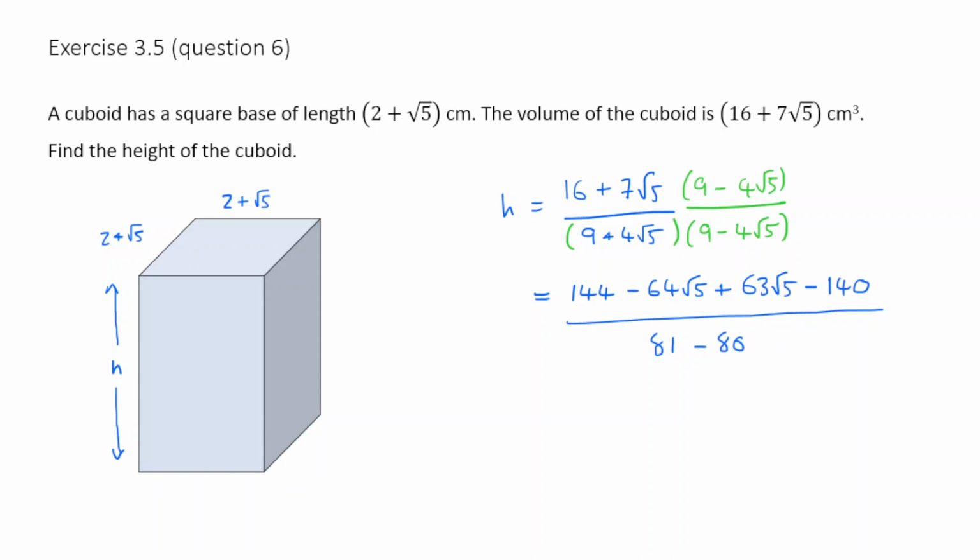So all we've got to do is just tidy this up a little bit. 144 minus 140 is 4. And minus 64 root 5 plus 63 root 5 is minus root 5. Of course, on the denominator, 81 minus 80 is just 1. In the end, we're left with the answer that the height is equal to 4 minus root 5.